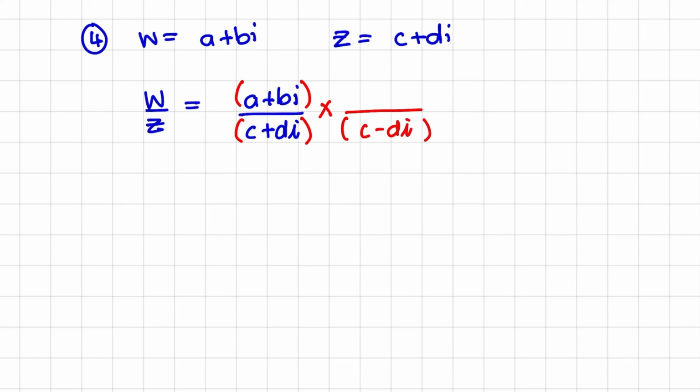So that is c minus di. So remember, the conjugate, if I have c plus di, the conjugate of that is c minus di. And in order to simplify this fraction, I multiply both the numerator and the denominator by the conjugate. Let us look at a practical example.